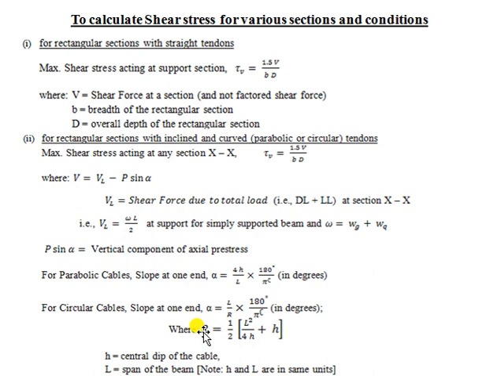If the radius of the cable is given, then we can directly substitute the value here and we can calculate the slope of a circular cable. So here h is the central dip of the cable, that is the rise or dip of a cable, and L is the span of the beam. So note here h and L are in the same units. So h is in meter as well as L is in meter.